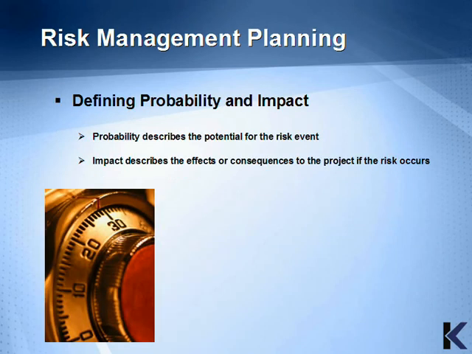The risk management plan provides a definition of probability and impact that will be used on the project. Probability describes the potential for the risk event, and impact describes the effects or consequences to the project if the risk occurs. Remember, this document describes how the probability and impact will be used, but the actual content will be documented in a later process.